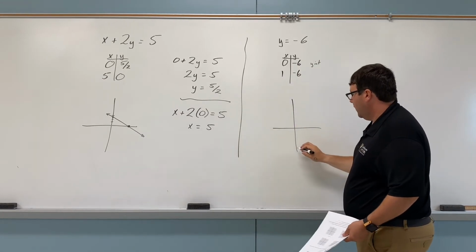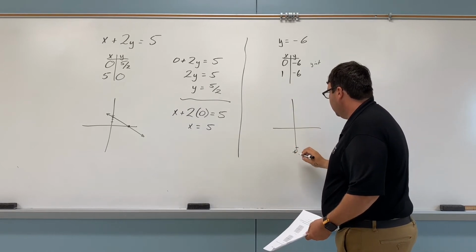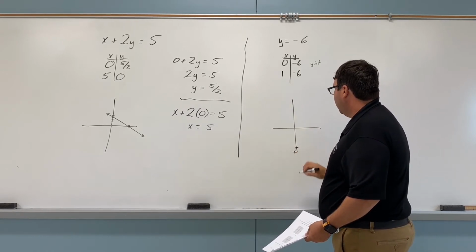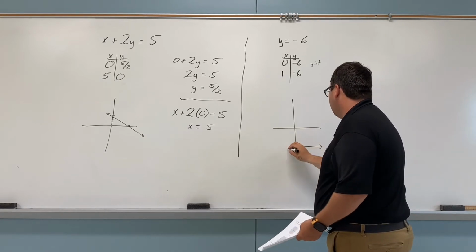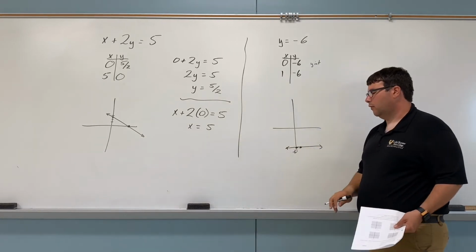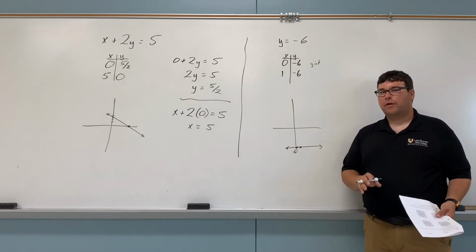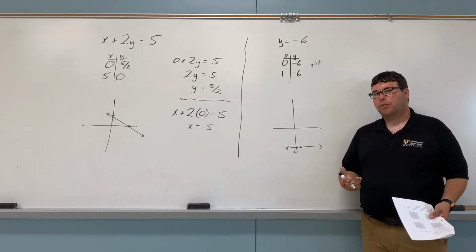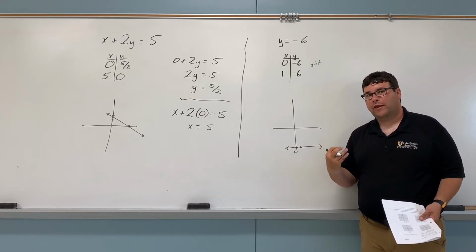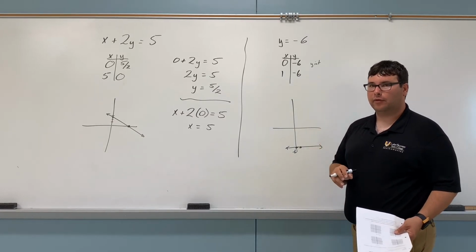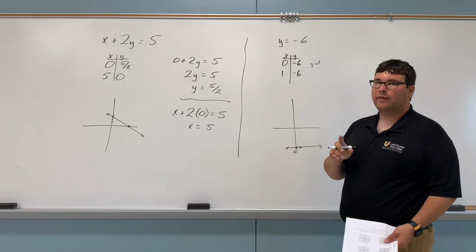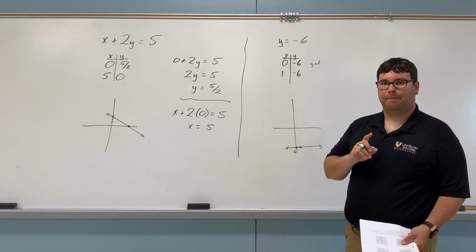That means at -6, right there, I have 0, -6, I have 1, -6, and there is my horizontal line. Pretty straightforward, but I do have to point out, whenever you're dealing with a horizontal or a vertical line, this is an example of a horizontal line, you will only cross the axis one time.